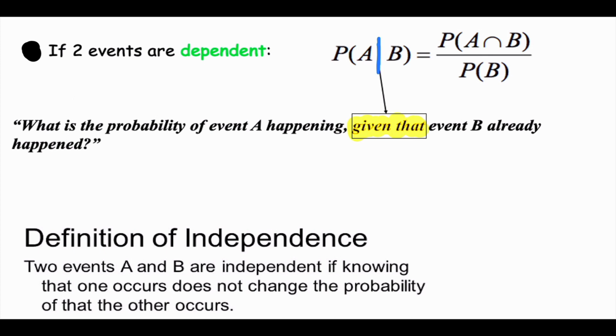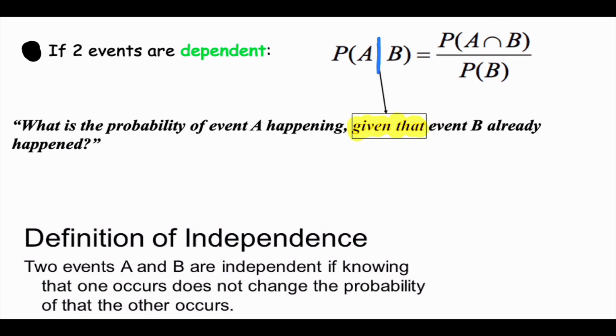It looks a little more confusing because it has a division. This part right here is division. This is not division, it means "given that." So you find the probability of both of them happening over the probability of B happening. Divide, you get your answer. So what is the probability of event A happening given that B already happened? That's the condition. B has already happened.